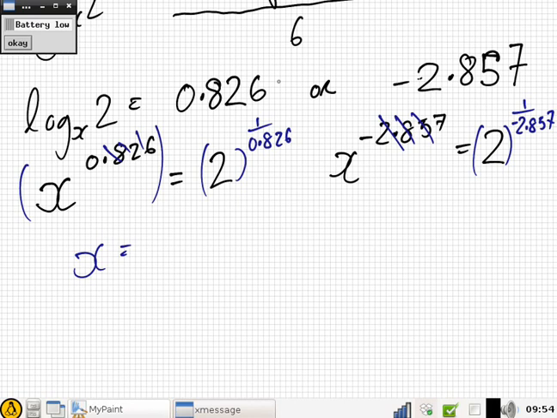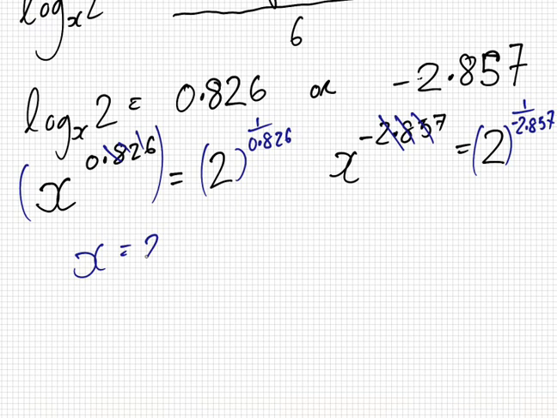Oh dear. Okay. Right. That one is 2.314, and then this one here, 2 power minus 1 over 2.857.